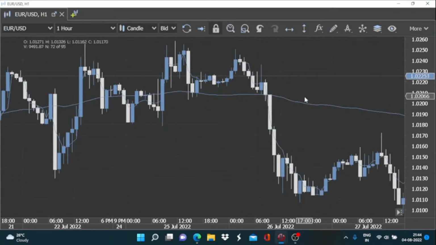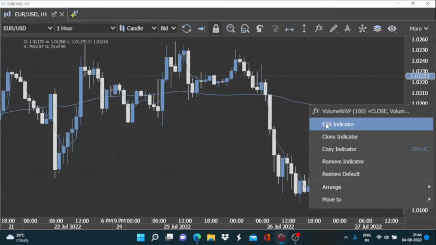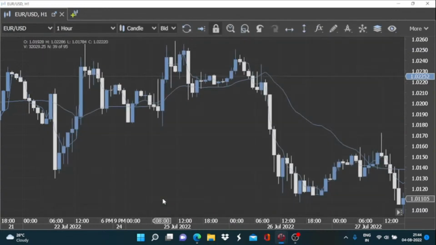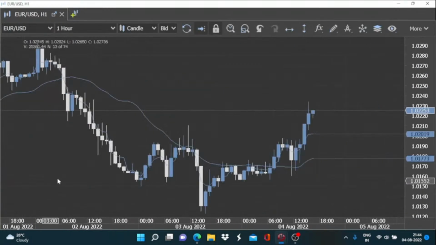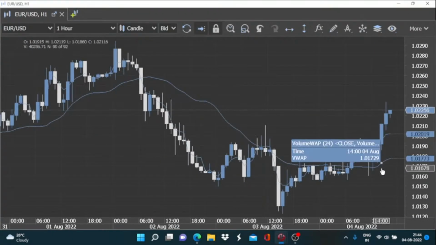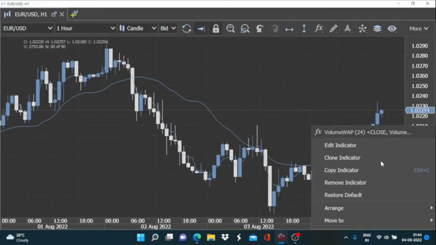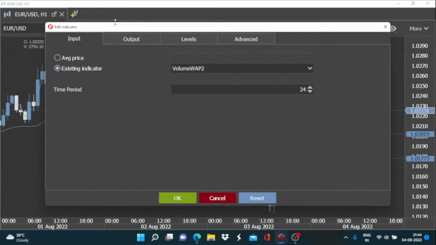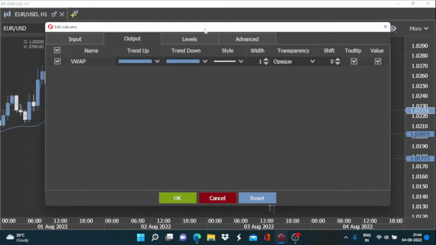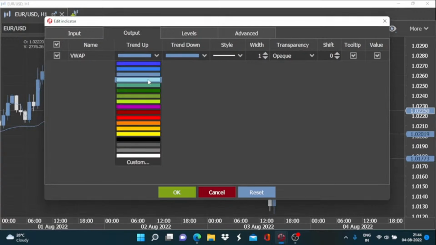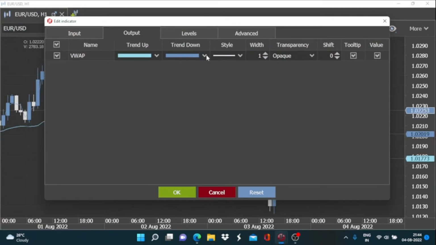Now I will restore it back at least to some extent. I will reduce this to, say, 24. So we are now considering the last 1 day's data while looking at this momentum of the volume weighted average price. Then we have these output options given to us, and we can take trend up or trend down, and we can go for two different color combinations.